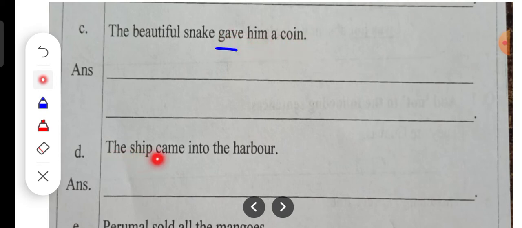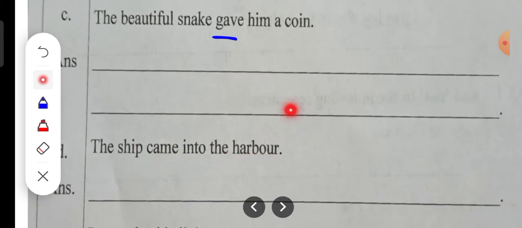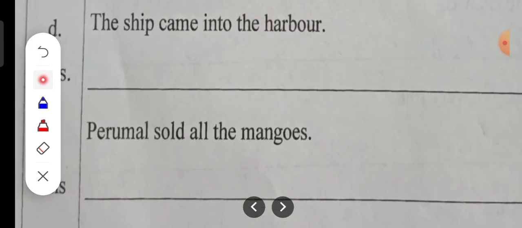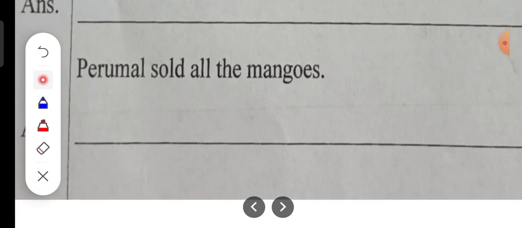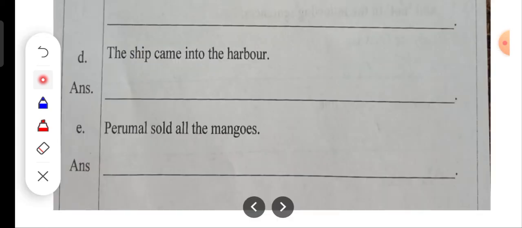The ship came into the harbor. Now here came is the past tense of come. So it will be the ship did not come into the harbor, full stop. Next one is Perumal sold all the mangoes. Now children, sold is the past tense of sell. So it will be Perumal did not sell all the mangoes, full stop. Then I will show you the answers also.